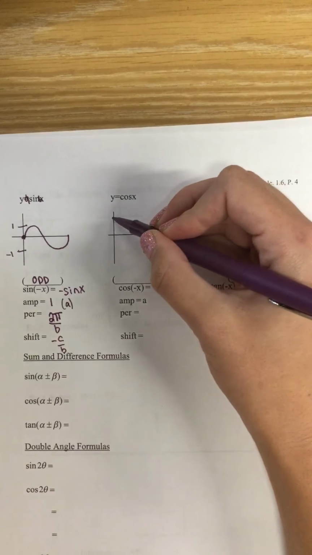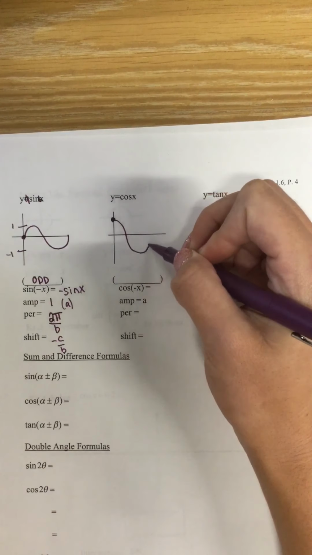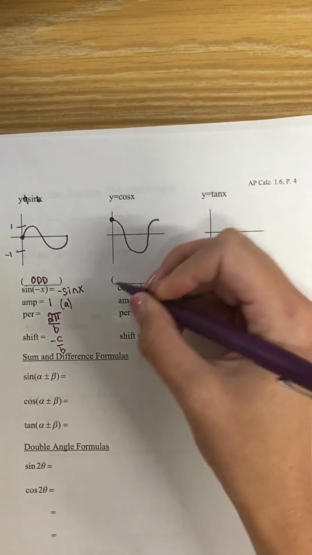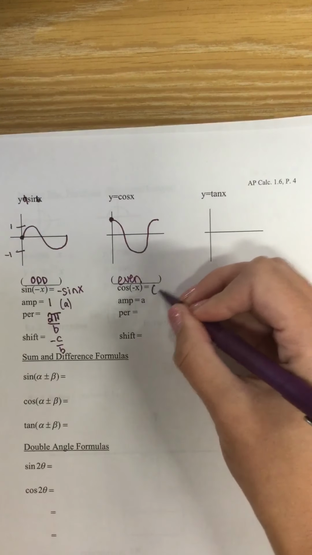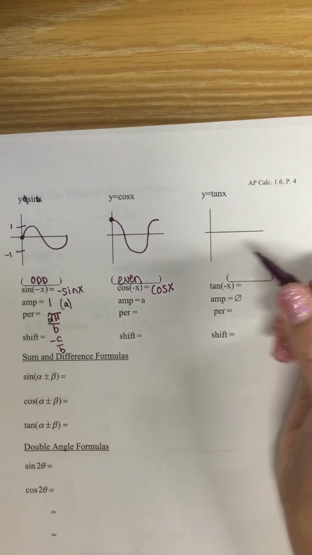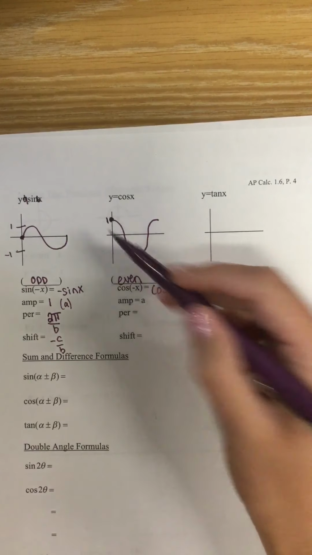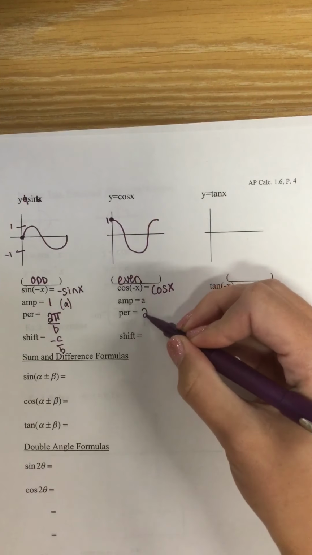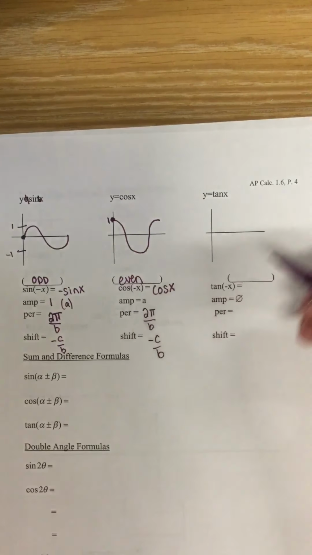So cosine is very similar, however, it starts at 1 and it cycles through its period like that. This is actually an even function, guys, because cosine of negative x is actually cosine x. If we plug it in, we get the same thing. Our amplitude is a as well, whatever's out in front. The normal amplitude is 1, and then the period is also 2 pi, but you divide it by whatever's in front, and your shift is going to be the same.